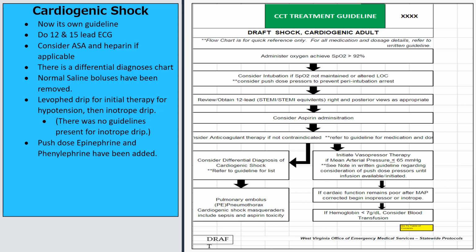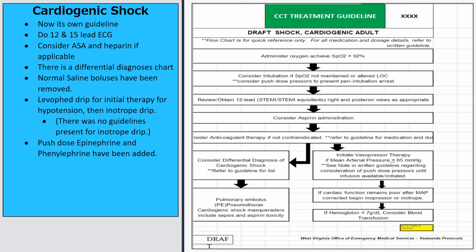CCT treatment guideline cardiogenic shock. The flow chart is for quick reference only. For all medication and dosage details, refer to the written guideline. Administer oxygen to achieve an SpO2 of greater than 92%. Consider intubation if the SpO2 is not maintained or the patient has an altered level of consciousness.